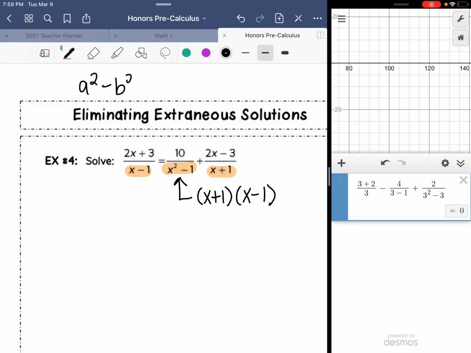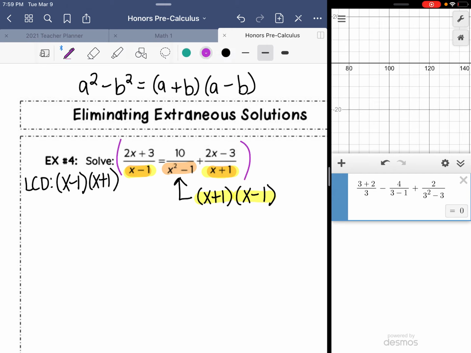Remember, difference of squares says that I can break them down into two parentheses, positive and negative, and we take the square root of both pieces. With that being said, we now have a combo of the original two. So we have x minus 1 and x minus 1, x plus 1, x plus 1. So my LCD is going to be x minus 1 and x plus 1. That's what we're going to do: multiply my whole problem by x minus 1 and x plus 1.